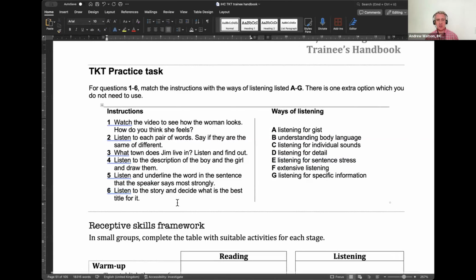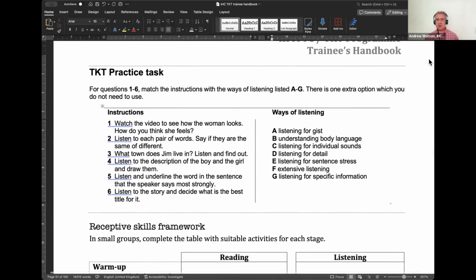Listen to the story and decide which the best title is. Listening for gist. Correct. Because the title summarizes the text, the audio. Any questions or doubts?